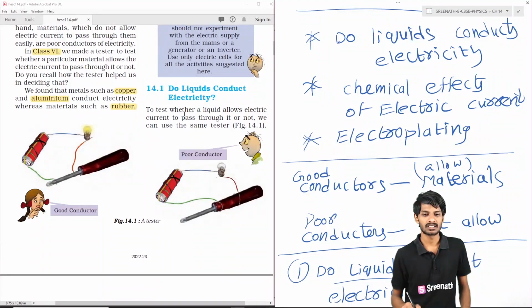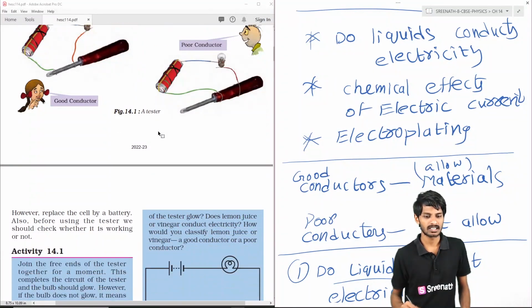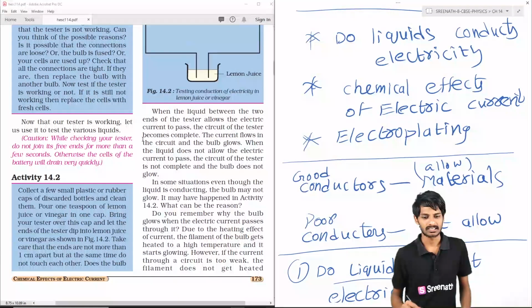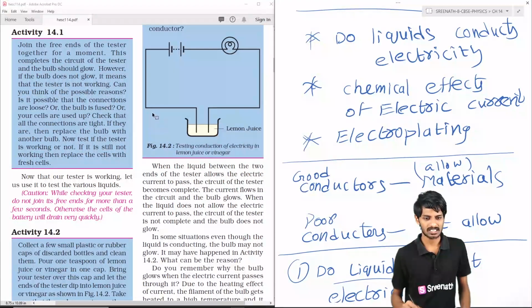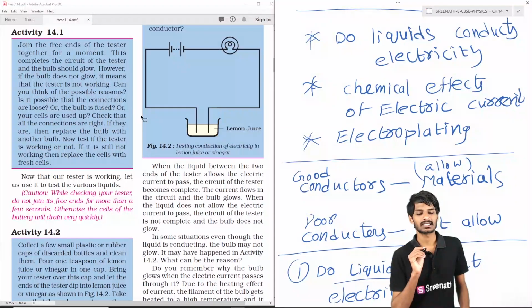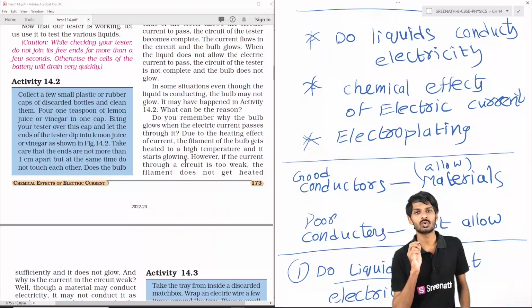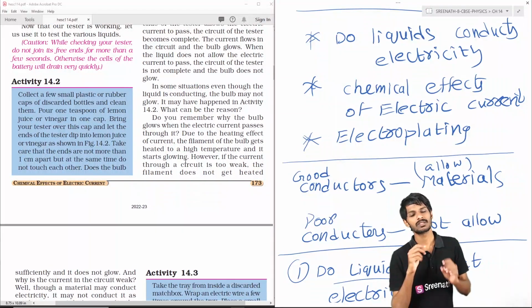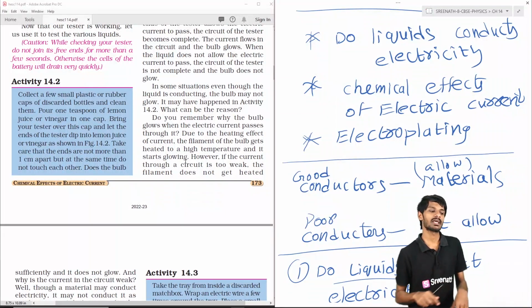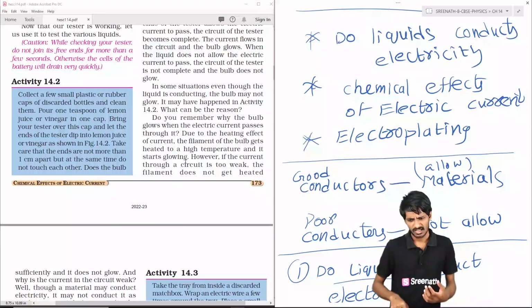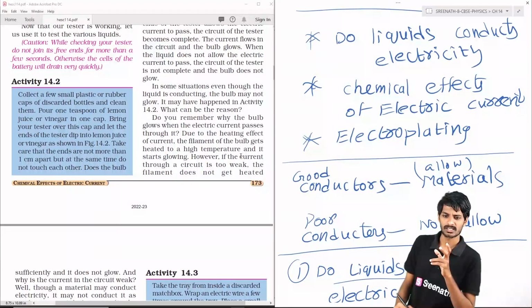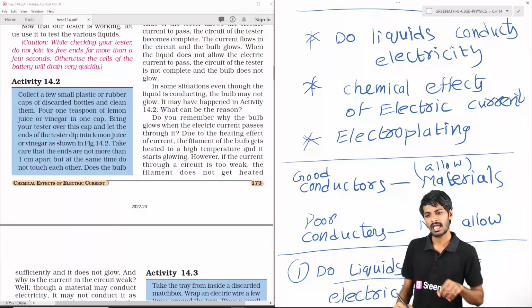First thing is liquids conduct electricity. Yes, students, the liquids conduct electricity. For that we made some testers, students, to test whether the liquids conduct electricity or not. And the bulb glows because the filament in the bulb gets heated. It reaches very high temperatures because of the heating effect of the electric current, that is why the bulb glows, students.